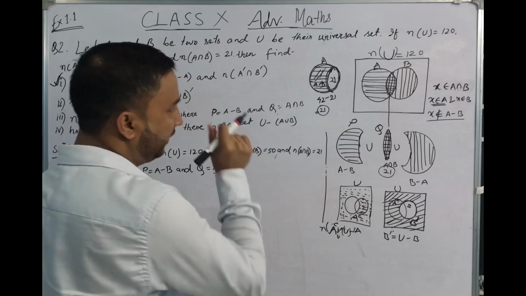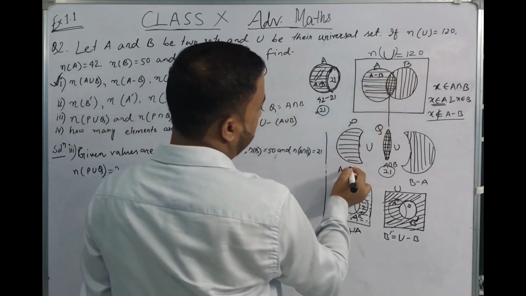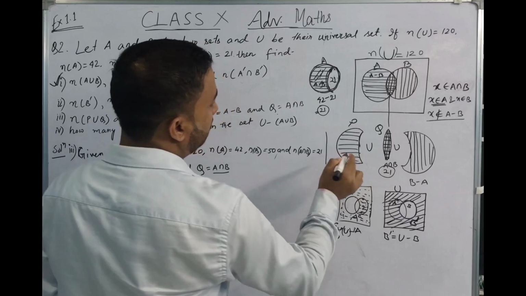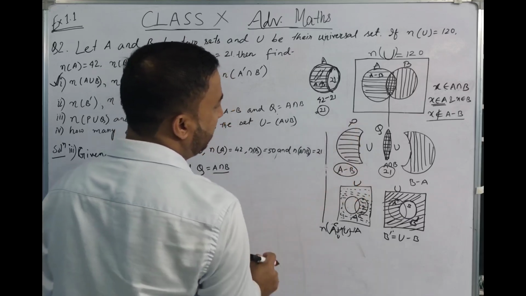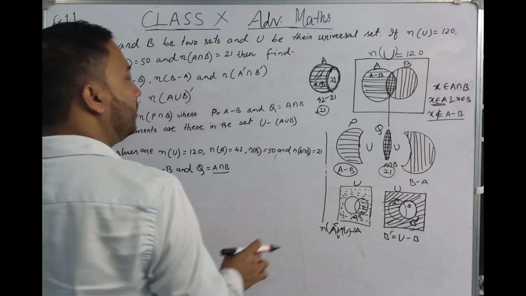You see in the Venn diagram, this is A difference B, right? This A difference B is nothing but P. This part is equal to P. So instead of A difference B, you can write P, or instead of P, you can write A difference B. And this A intersection B is given as Q.